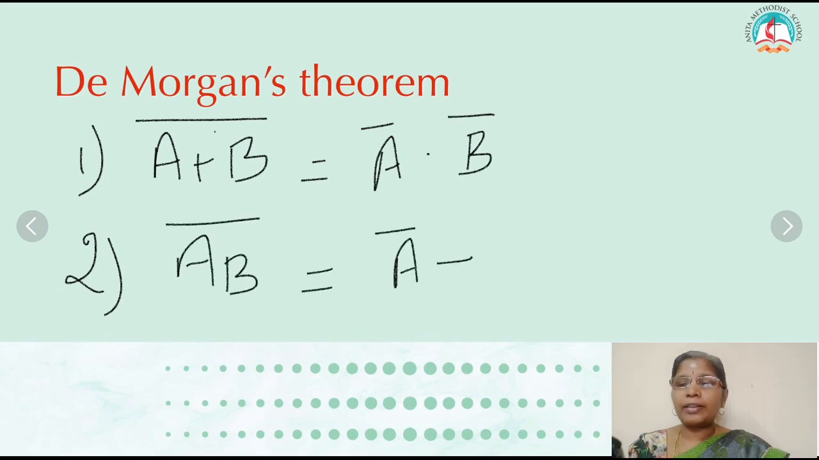Now the last one is De Morgan theorem. What is De Morgan theorem? You see two theorems. The first one is the complement of the sum is equal to the product of the complements. This is the first theorem. The second one, the complement of the product is equal to the sum of the complements. This is the second theorem. With the help of the truth table, we can easily verify De Morgan's first theorem and second theorem.